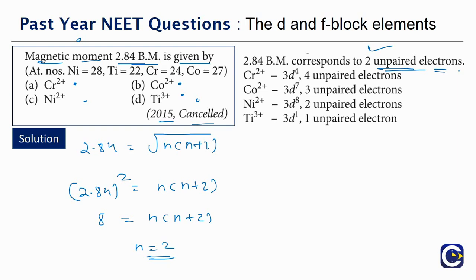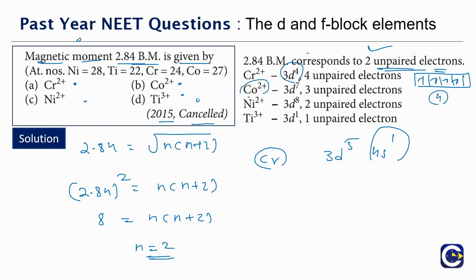Now chromium, normally chromium, what is the structure? 3d5 4s1. Chromium 2 plus means what? First the s electrons will be removed. So chromium 2 plus means 3d4. How do we arrange them? In the d orbitals, first we will keep filling them with one electron having parallel spin. After filling all the 5 orbitals, then we will start pairing them, but 4 only are there, means we will fill them with unpaired electron each. So the number of unpaired electrons is what? 4, not matching.